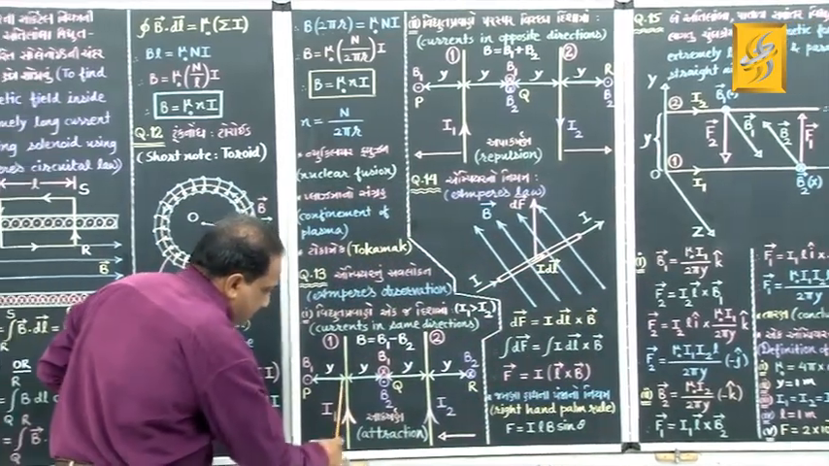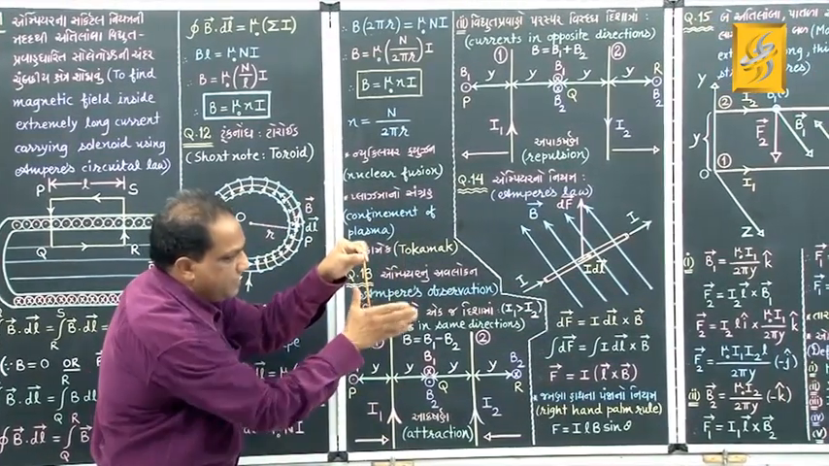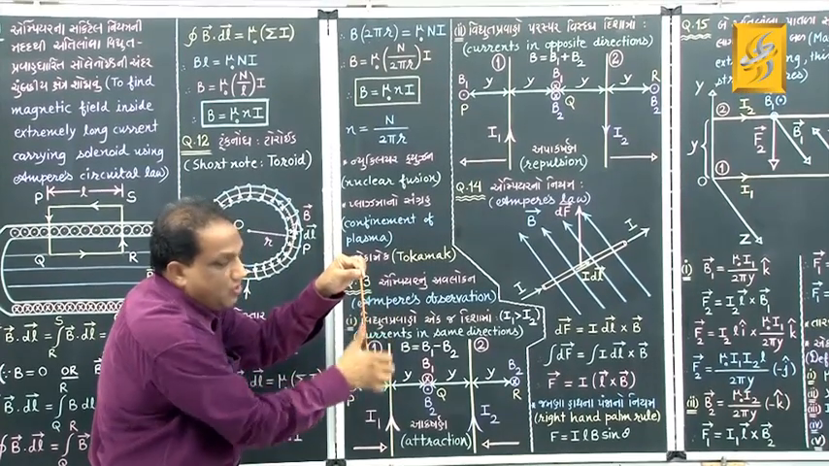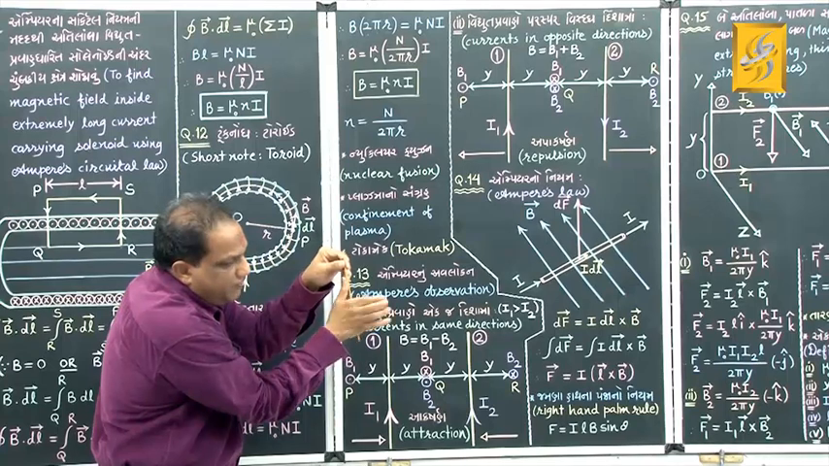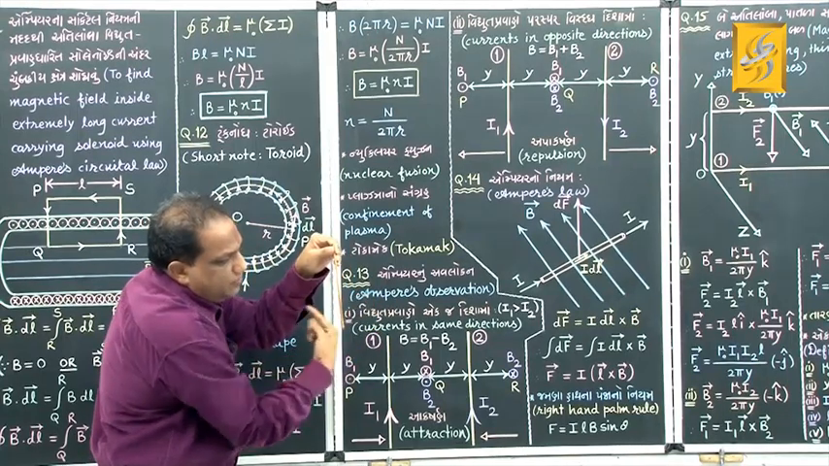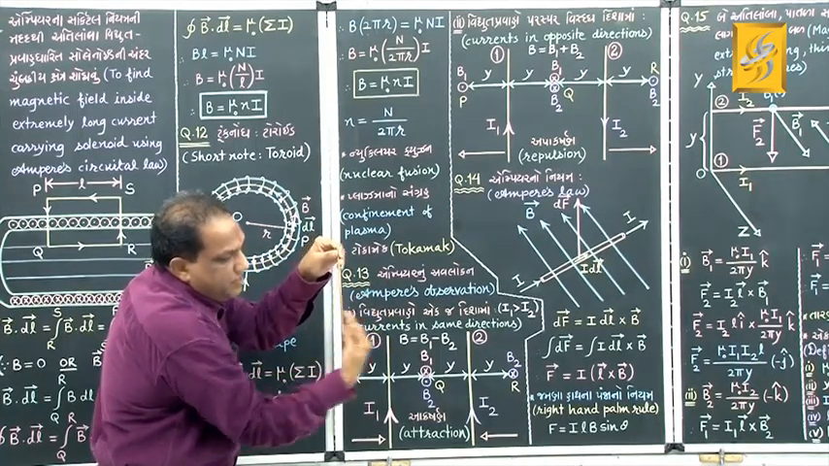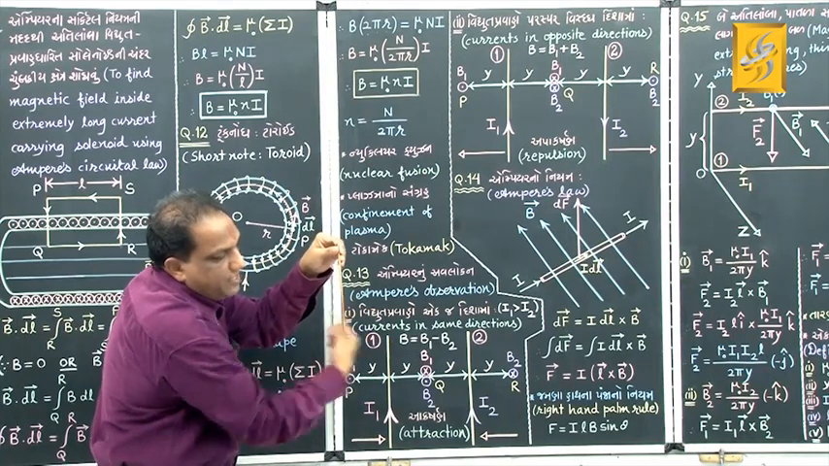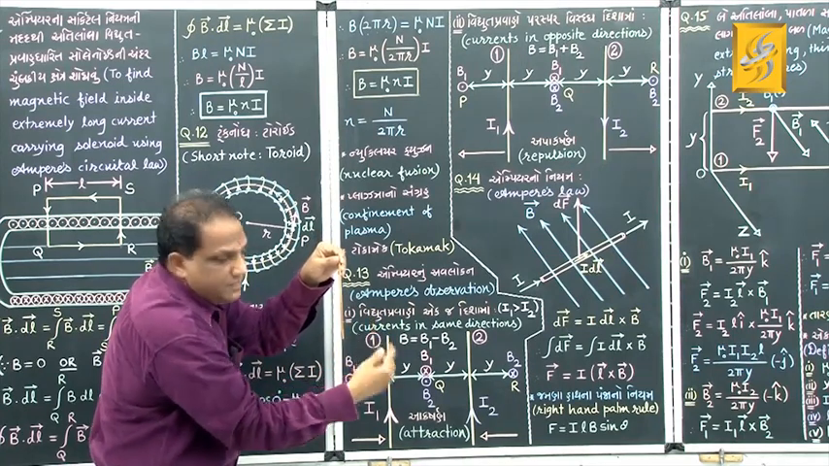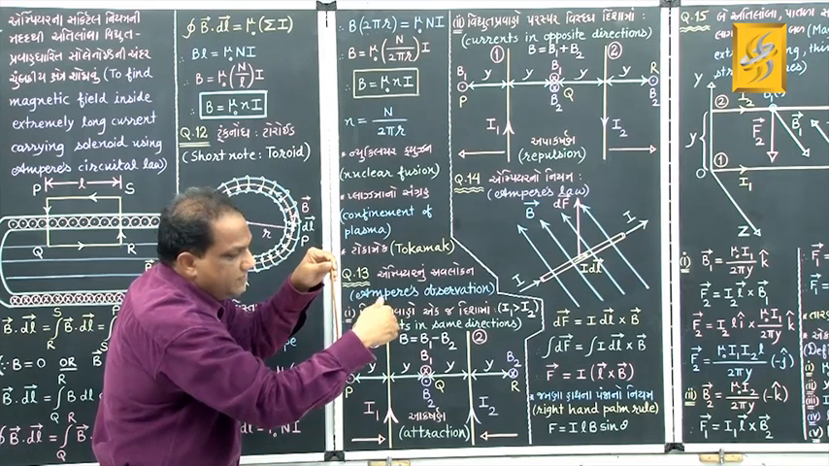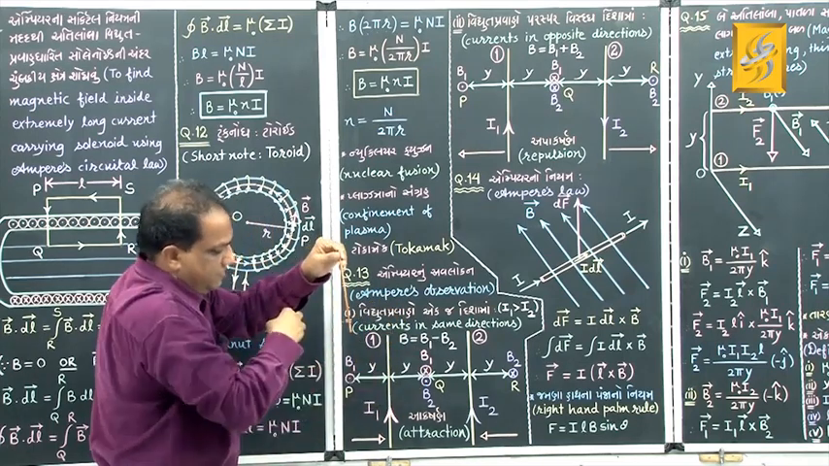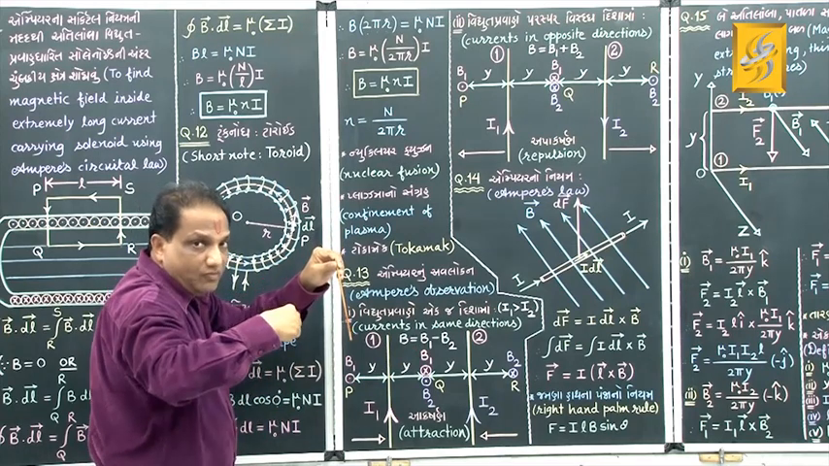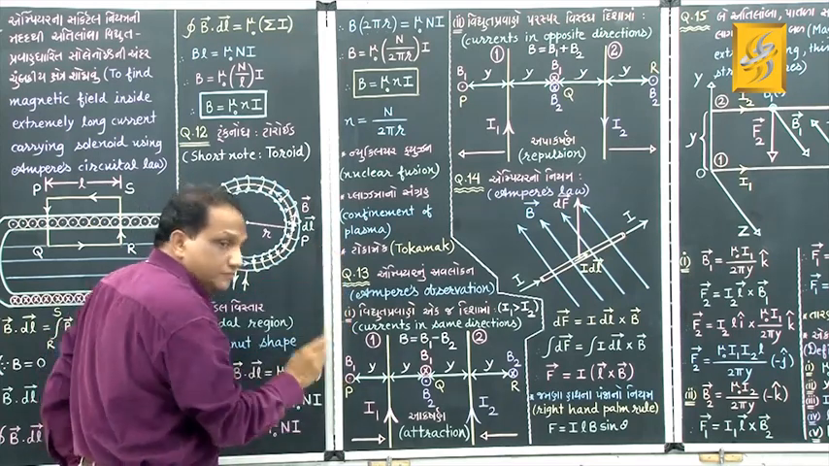Hold this wire in your right hand palm such that the thumb points in the direction of current. Then, in whichever manner the fingers of the right hand palm take the turn around that wire, in the same fashion the magnetic field lines also take the turn around that wire, correct? So from here the tangent will be inside, that's why I am putting a cross, and from here the tangent will be coming outside the plane of the figure, so I am putting a dot, correct?